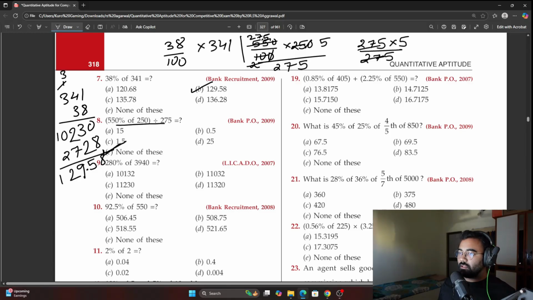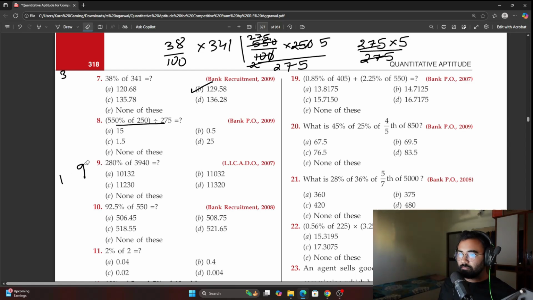Okay, let's go to the ninth one. I need to keep making space. Let's go to the ninth one, that is 280% of 3940. 280 upon 100 multiplied by 3940.